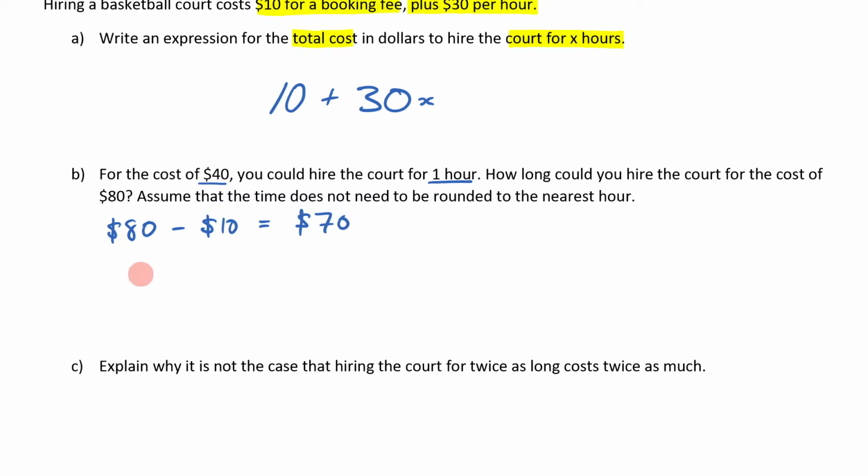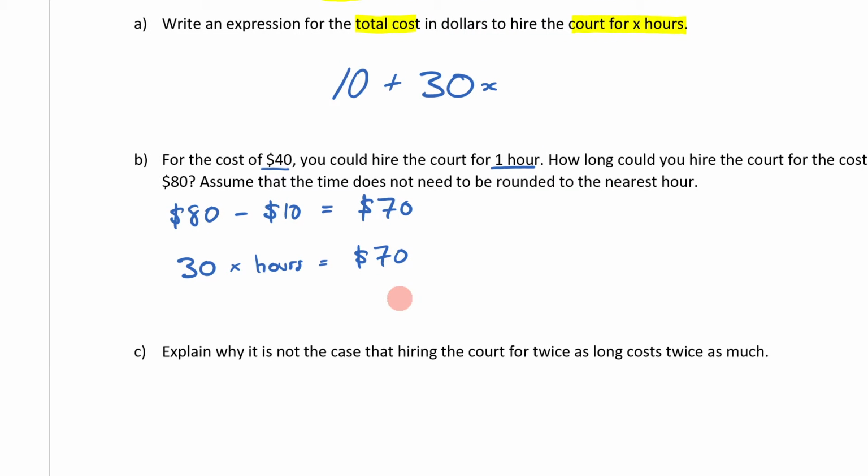So now I need to ask myself a question. 30 times how many hours is going to be equal to $70? Okay, how can we figure this out? Well, what we're trying to do really is say, how many times does 30 fit into 70? And if you're thinking to yourself, how do we know to do that? Give yourself a simpler example.